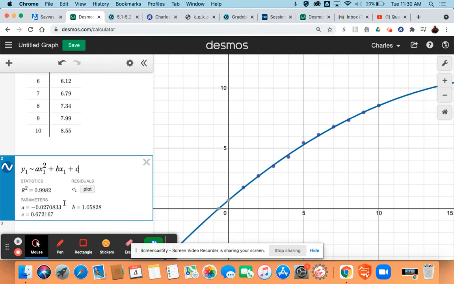All we would do now is we would write down our equation. Y is equal to negative 0.027 x squared plus 1.05828 x plus 0.672167. So you're literally just substituting the a, b, and c values into your standard form of your quadratic equation. So that's how you would create a quadratic model or quadratic regression from a list of data points, and go ahead and use that for the rest of the examples and the problems you're assigned.